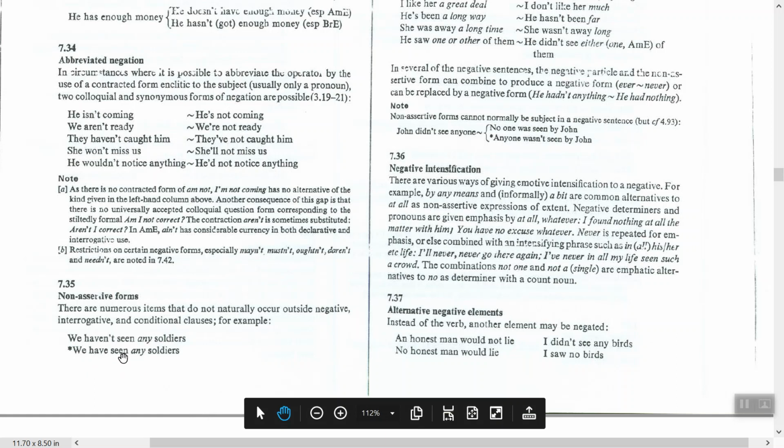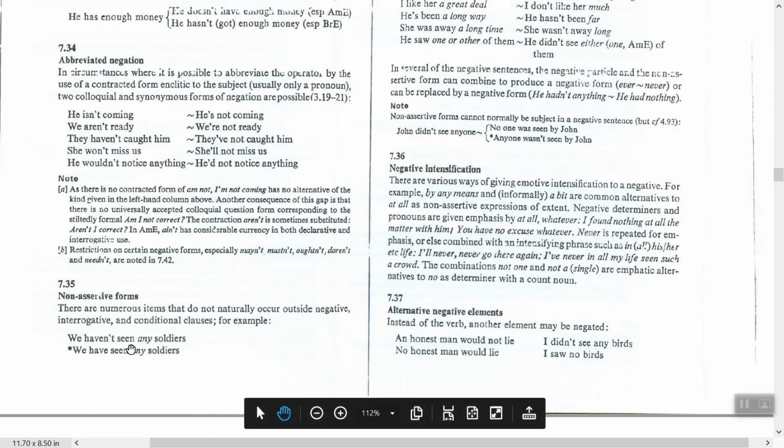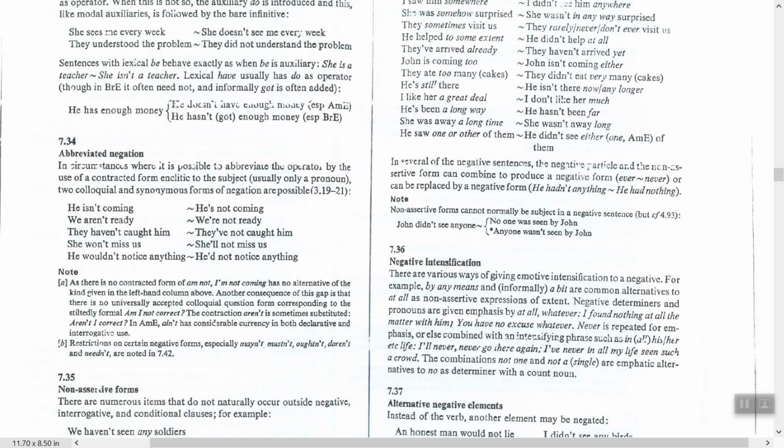Why is it wrong to say we have seen any soldiers? Why can you not use any in this sentence? Because we say negative, interrogative, conditional. This sentence is not negative; it is positive, affirmative. So it's wrong.